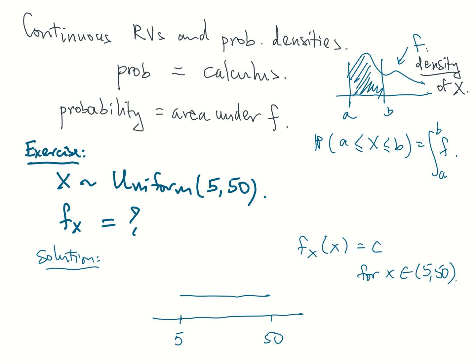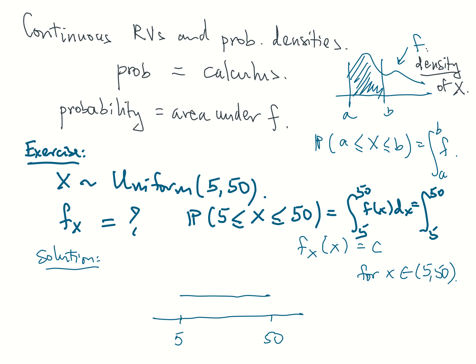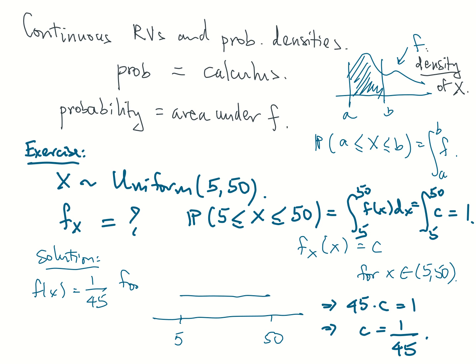So in particular, I need that the probability that x lies between 5 and 50, which is the integral from 5 to 50 of this constant, has to be equal to 1. Solving for this gives c equals 1 over 45. So the density of x is 1 over 45 when x lies between 5 and 50 and is 0 elsewhere.